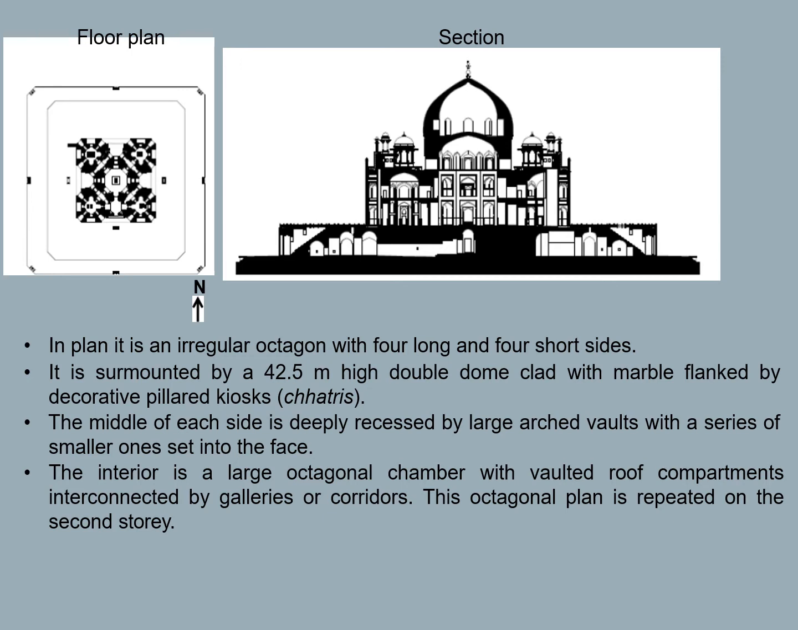This is the floor plan and sectioning of the Humayun tomb, which you see in the diagram. In plan, it is an irregular octagon with four long and four short sides. It is surmounted by a 42.5-meter high double dome clad with marble flanked by decorative pillared kiosks, which are also called chhatris. The middle of each side is deeply recessed by large arcade vaults with a series of smaller ones set into the face. The interior is a large octagonal chamber with vaulted roof compartments interconnected by galleries or corridors. This octagonal plan is repeated on the second story.